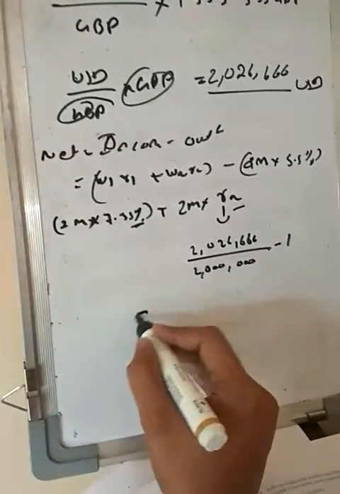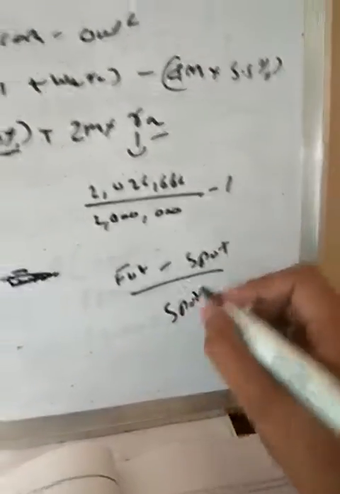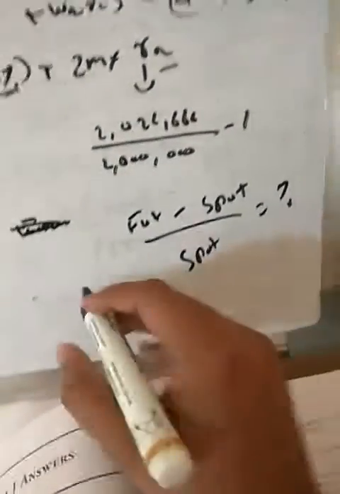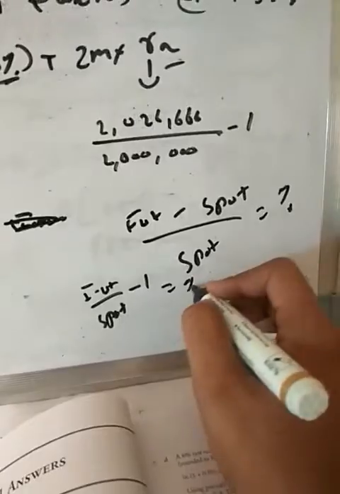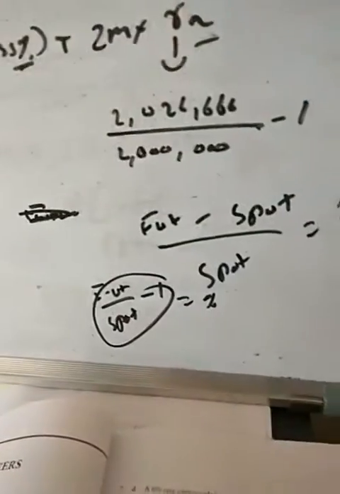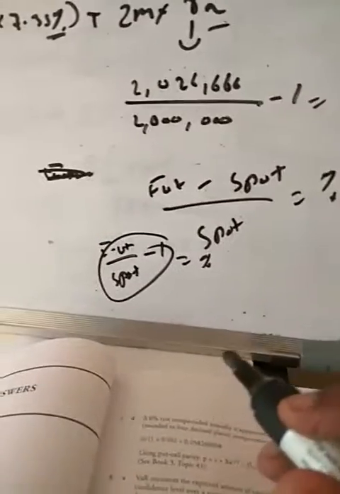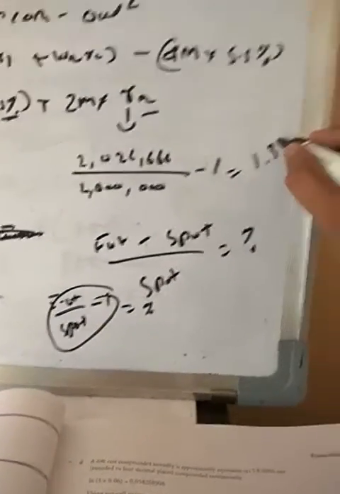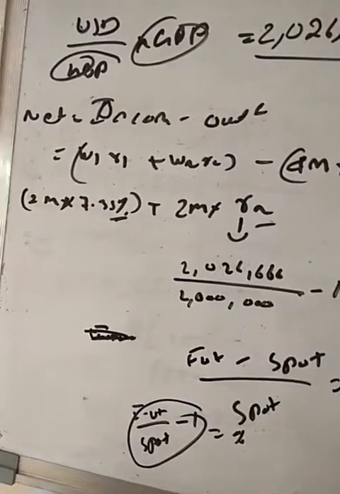So forward future money minus spot money divided by spot is this percentage of change. Future by spot minus 1 is equal to percentage. This future by spot minus 1 will be 2,026,666 divided by 2 million minus 1, and this answer comes to 1.33 percentage. So 1.33 percentage we are going to get, right?